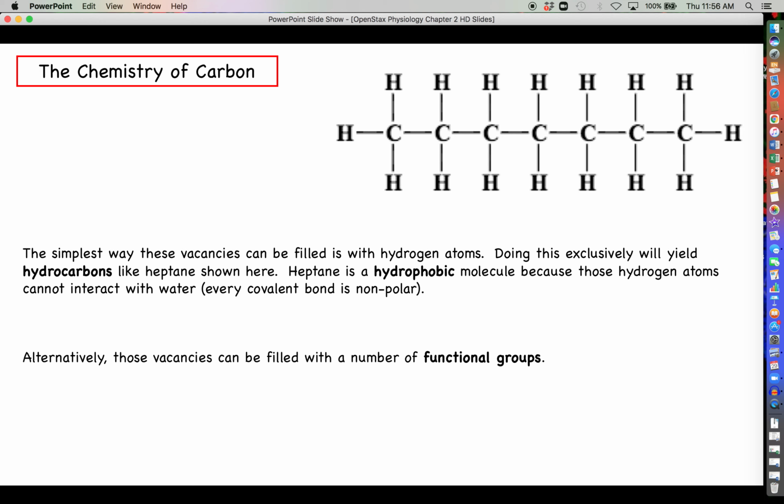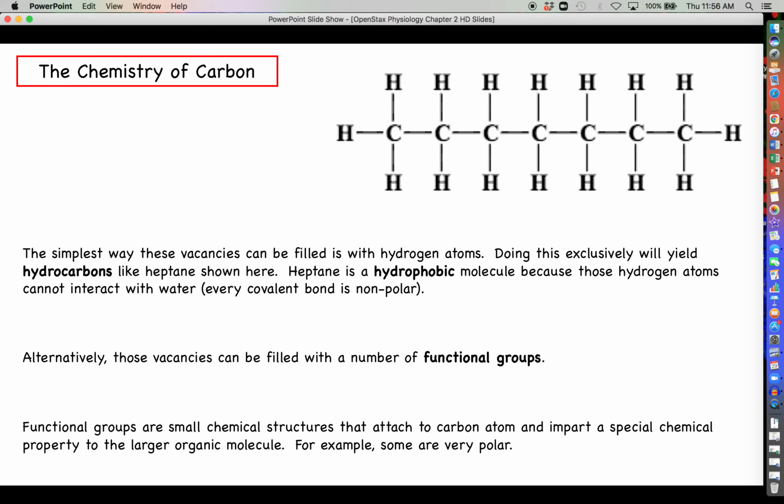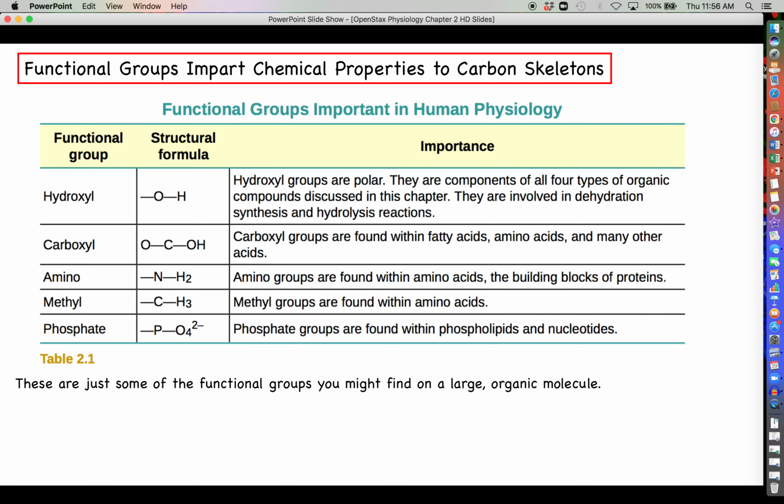Well, you can actually fill those vacancies with things other than hydrogen atoms. The other things are what we call functional groups, and functional groups are just small chemical structures that can attach to carbon atoms, and they will impart to the molecule as a whole special chemical properties. Some of them are polar, some of them are non-polar, some of them have electrical charge. So let's take a look at what some of these functional groups actually look like.